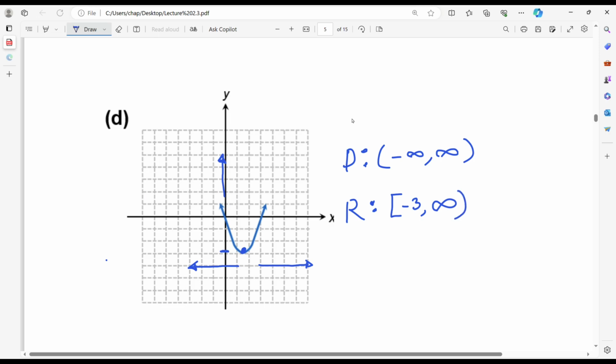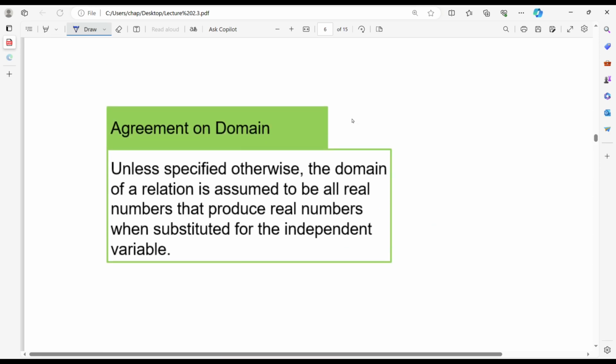And remember, you always put a square bracket if it's included. And for infinities, we never use square brackets. We always use parentheses because technically we cannot reach infinity. Just a small note, we have an agreement on the domain. Unless specified otherwise, the domain of a relation is assumed to be all real numbers that produce real numbers when substituted for the independent variable.